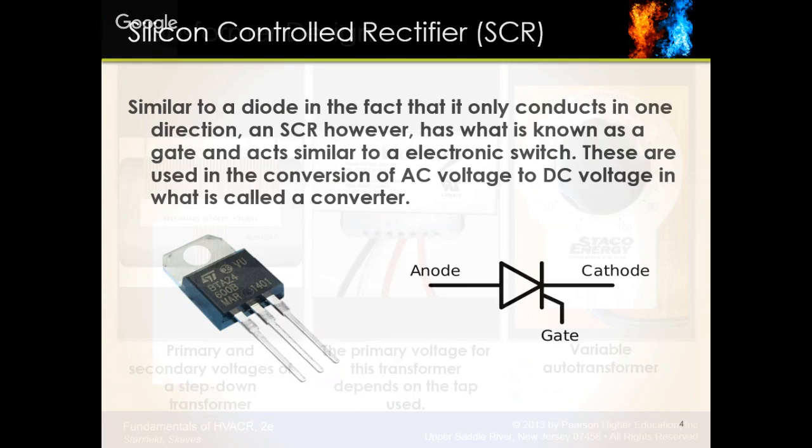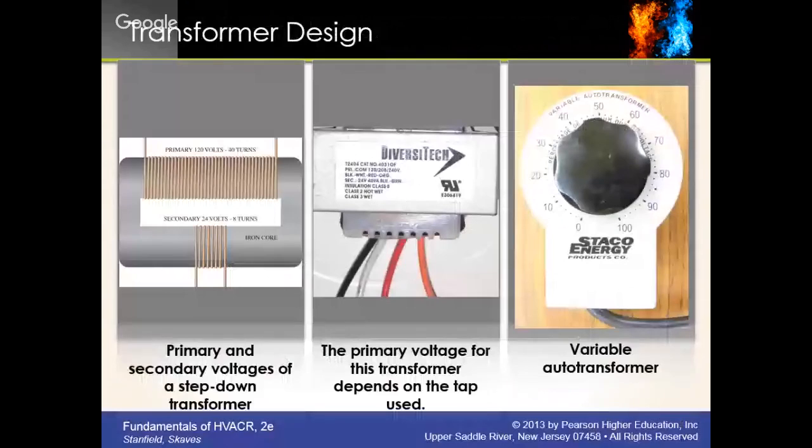Okay, transformers. Here's where we spend a little time. We can see here that the primary on this transformer on the left has more windings, and therefore a higher voltage, and the secondary side has less windings and a lower voltage. So that is called a what kind of transformer? Step down transformer. Absolutely.